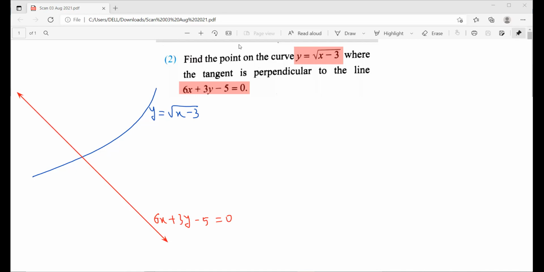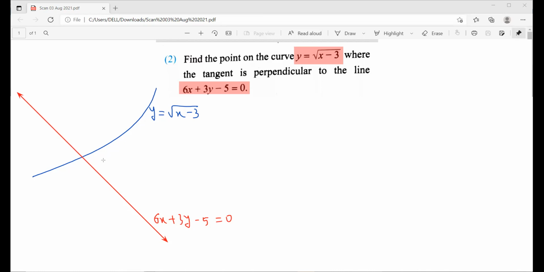Now here the question is that we need to get the tangent to this curve such that the tangent is perpendicular to this line. I hope you are following. What they're saying is get the tangent to the curve such that the tangent is perpendicular to the given line. Now, such a tangent where you would be drawing, you have to get the coordinates of that point.